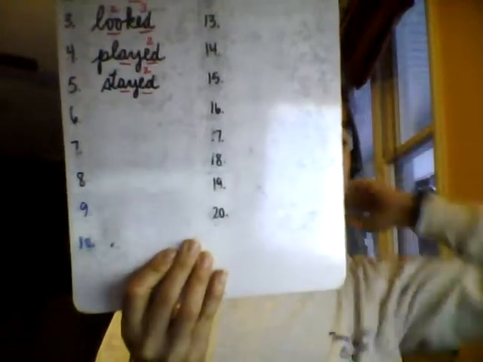Number 5, stayed. The past tense of to stay. I stayed and waited until I was asked to go. Stayed. Think to spell stay, one syllable. S-T-A. Add the ed. Spell stayed out loud. S-T-A-Y-E-D. Stayed.